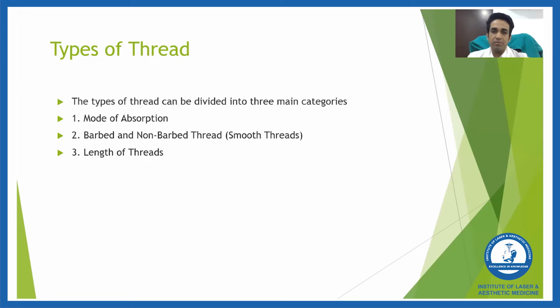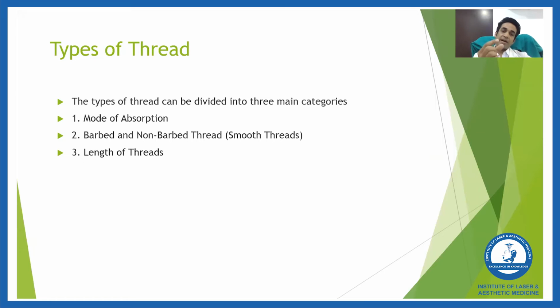Barbed or non-barbed means, see, there might be a smooth wire, a smooth thread, just like your hair, right? It is a smooth thread, or there might be spikes protruding out of them, or barbs. That is called barbed or non-barbed.